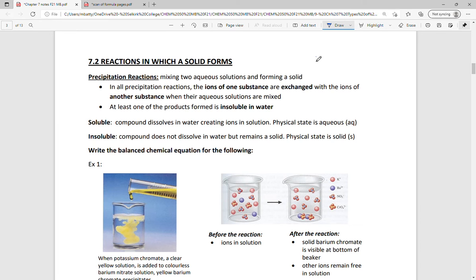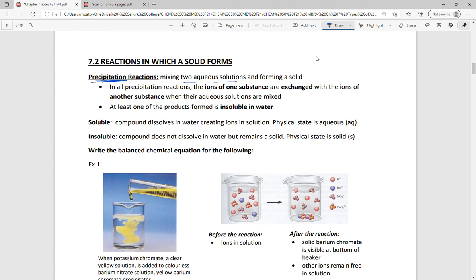So we're going to start with these solids forming as one of the key drivers in precipitation reactions. I had to do a double take on this video because I couldn't say precipitation somehow. So precipitation reactions happen when you mix two aqueous solutions.